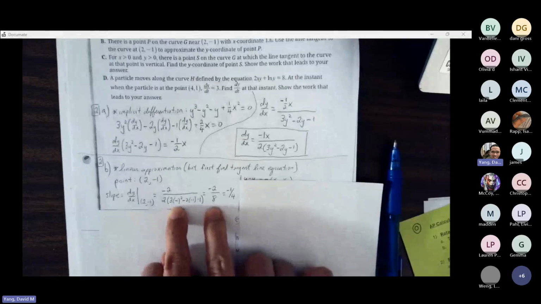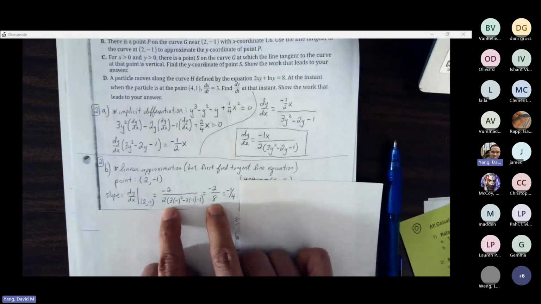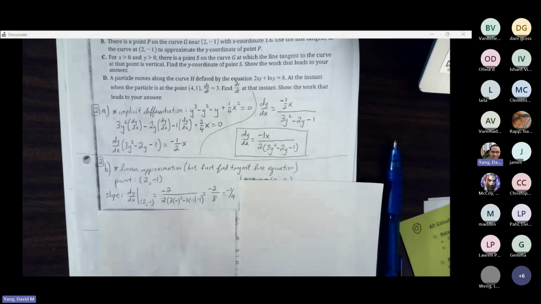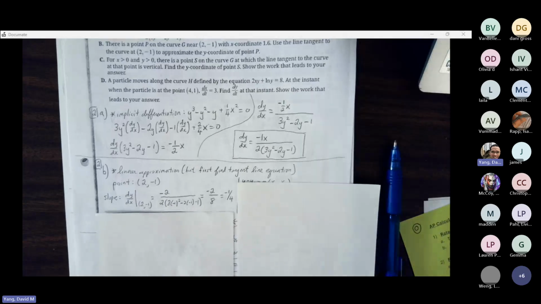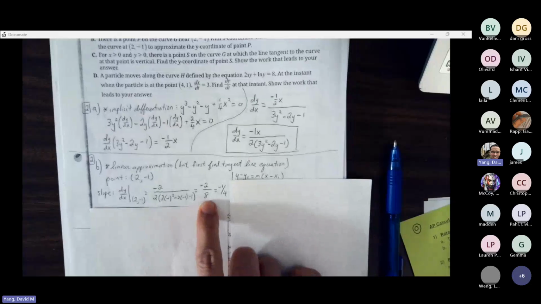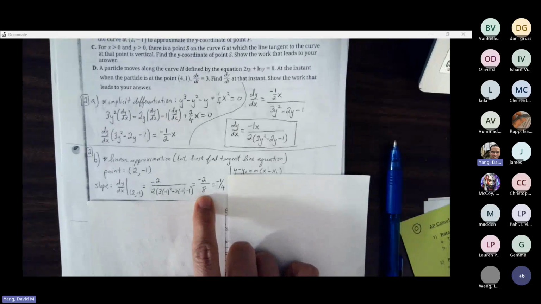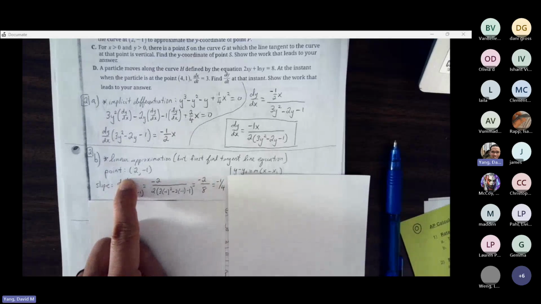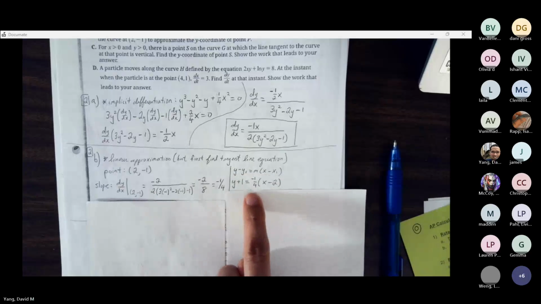I prefer to clean this up, because technically you don't have to, but I think it's going to be a little bit cleaner to present our answer. So rather than write all this out, I think for this part it's beneficial to just get it down to a number. So -2/8 is -1/4. So we have our slope, we have our ordered pair, get it into point slope form.